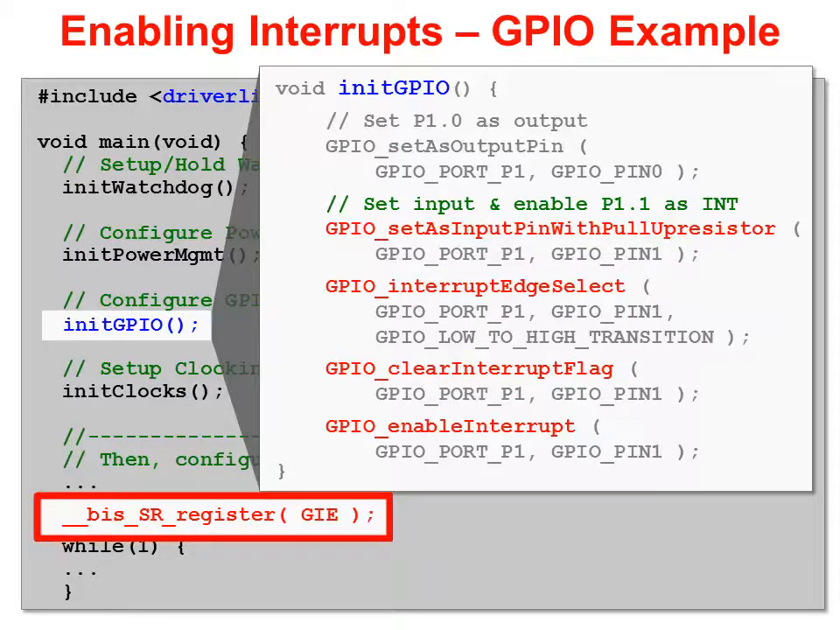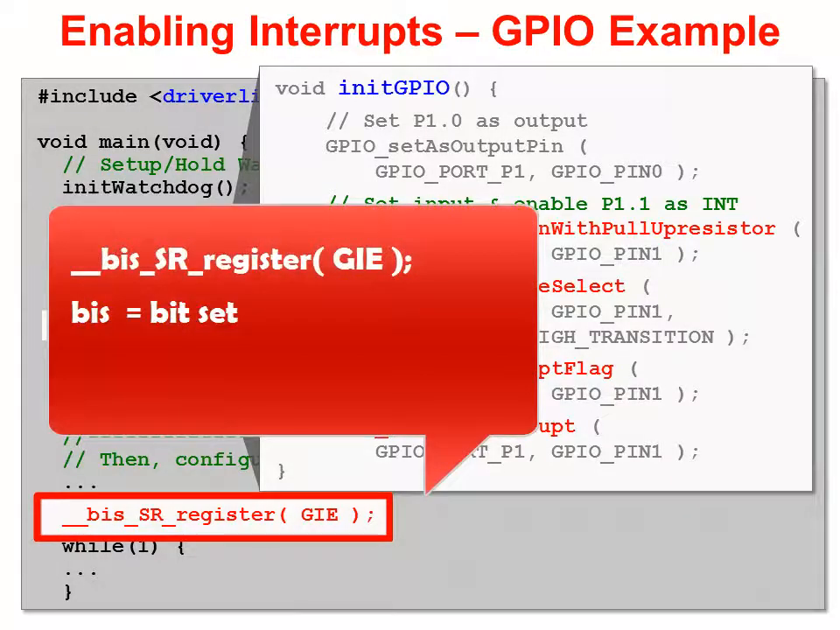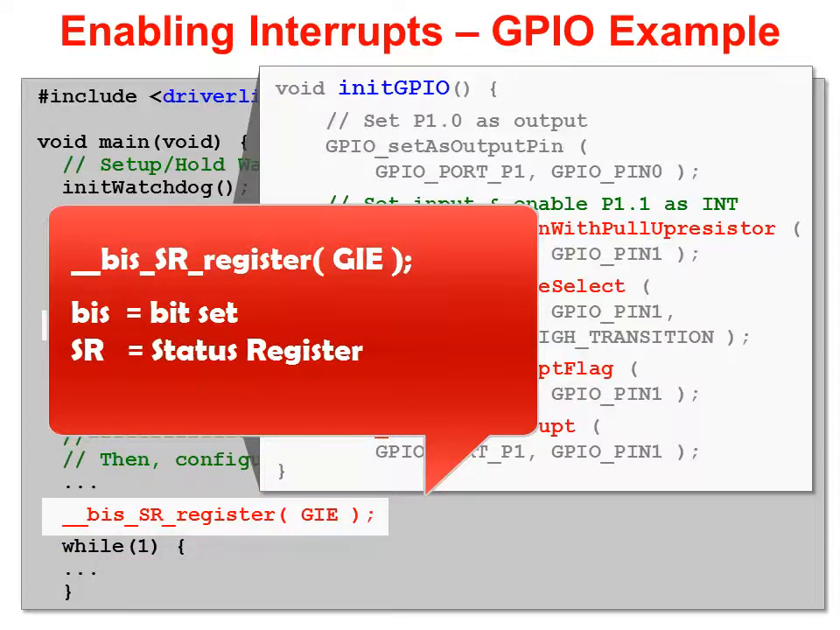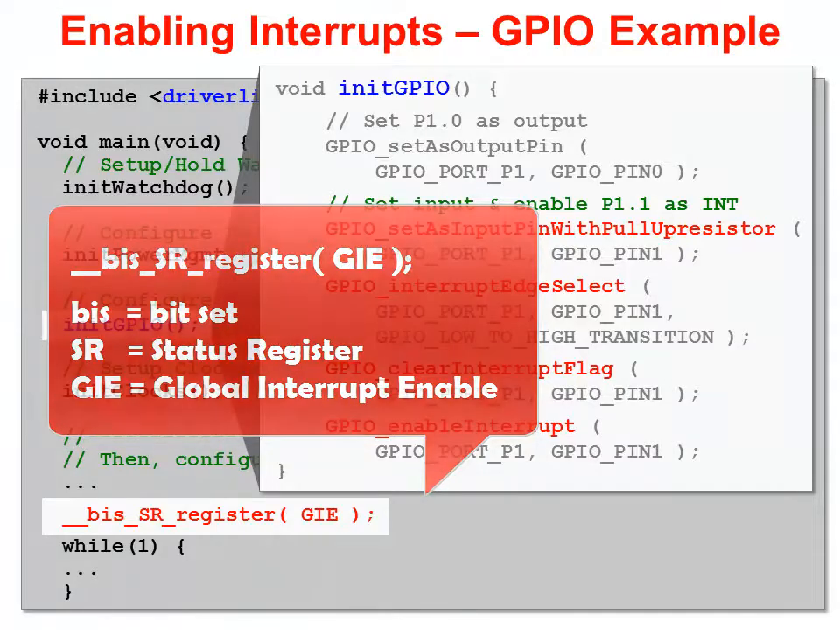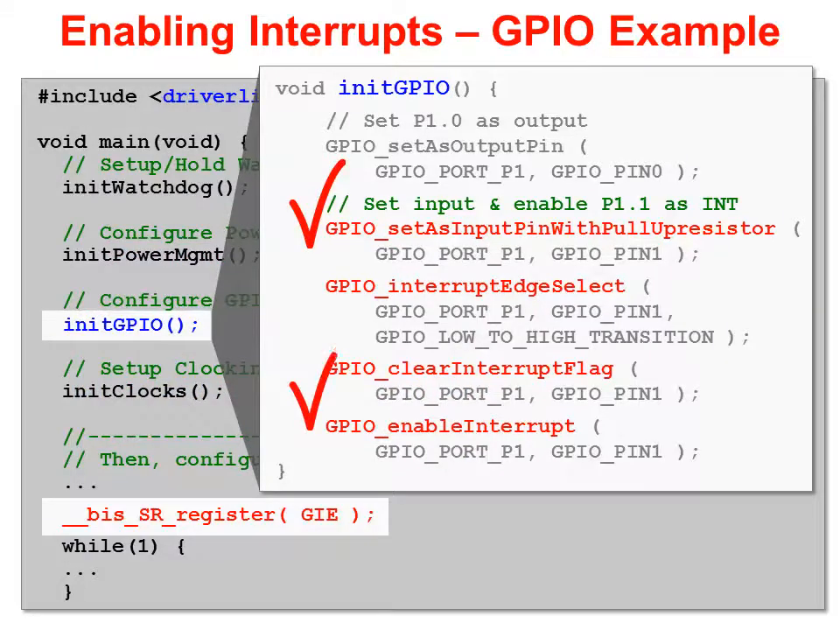This can be done a variety of ways. We've chosen to use the bit set status register intrinsic function. You can see this function in our main code just before the while loop. To describe this function, let's go through each piece. BIS stands for bit set. It's actually analogous to an assembly instruction on the MSP430. SR stands for the status register. And then in the parentheses, the bit we want to set is the GIE bit, the global interrupt enable. With that done, we've set up our interrupt source, we've enabled it, and we've globally enabled interrupts.